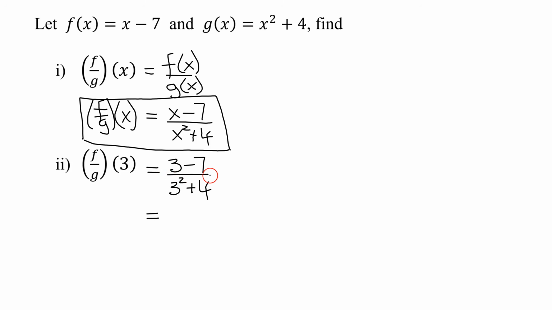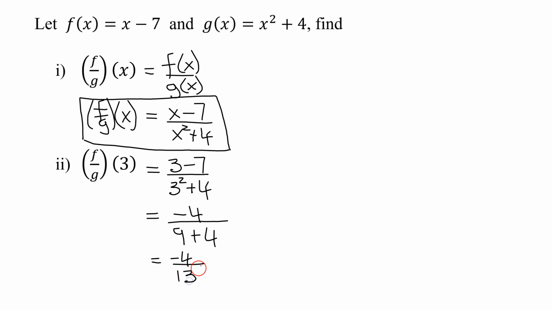Remember, the division bar is a grouping symbol, so I can work on the numerator and the denominator independent of each other. So the numerator is 3 minus 7. Well, what's 3 minus 7? It's negative 4. All divided by, in the denominator, you have to do exponents first. 3 squared is 3 times 3 is 9. 9 plus 4.